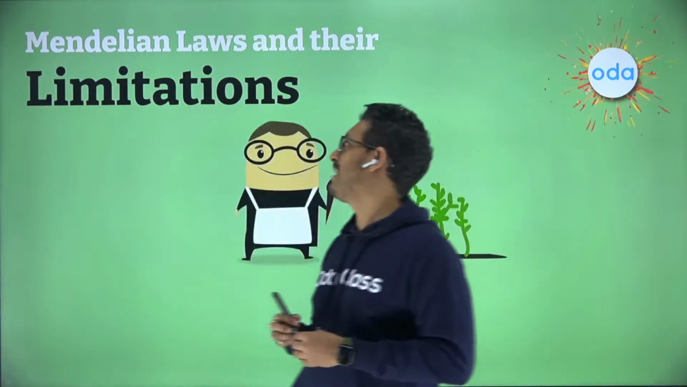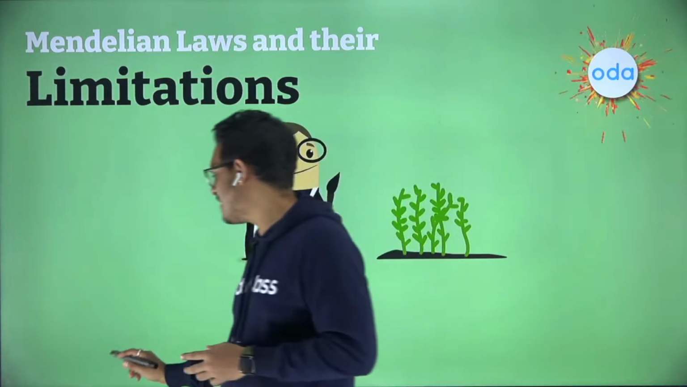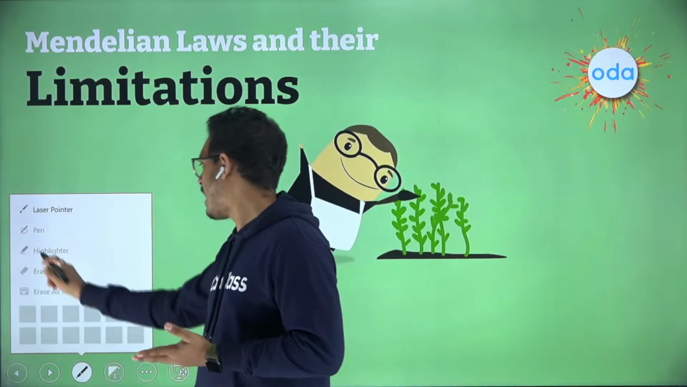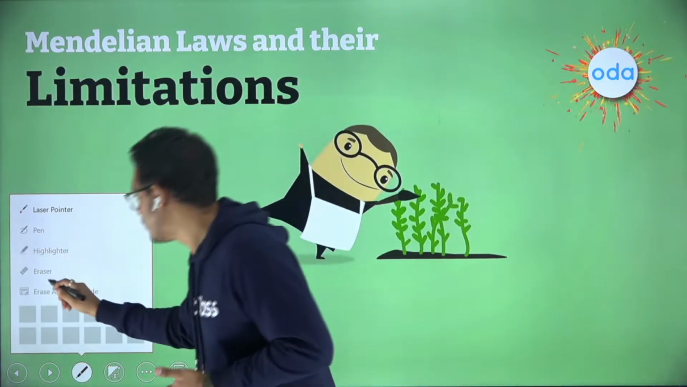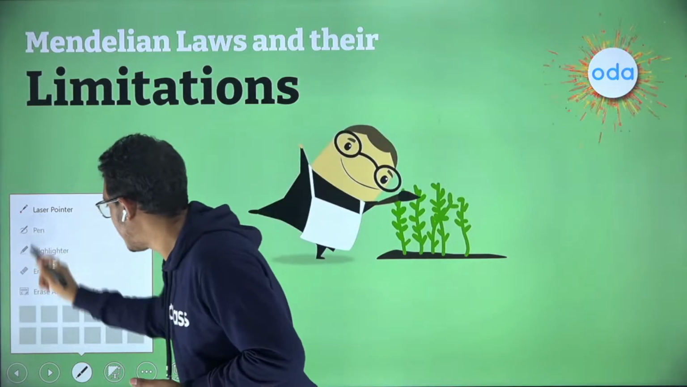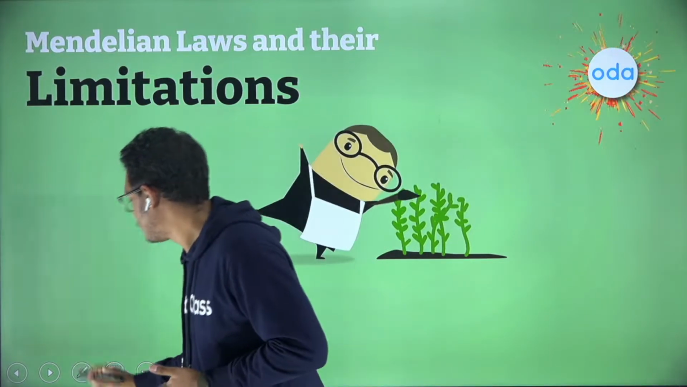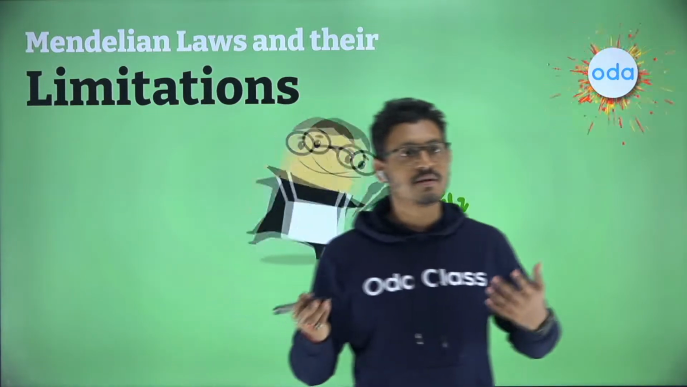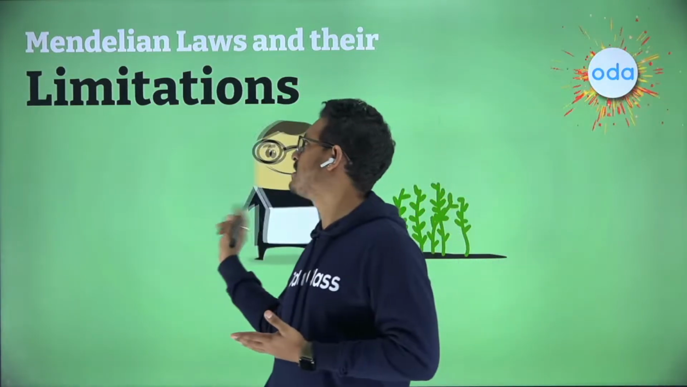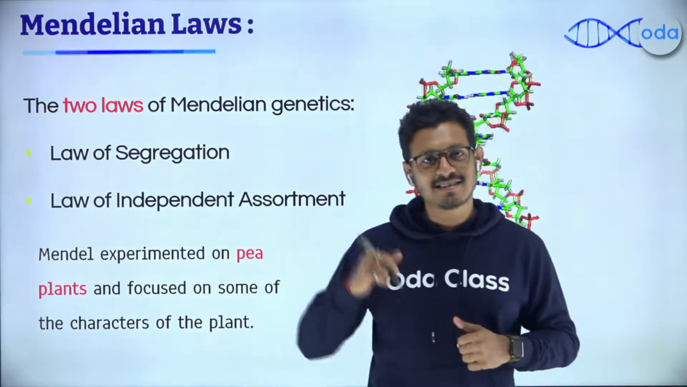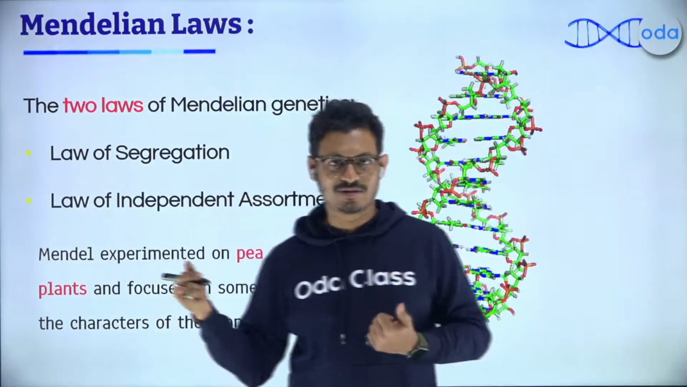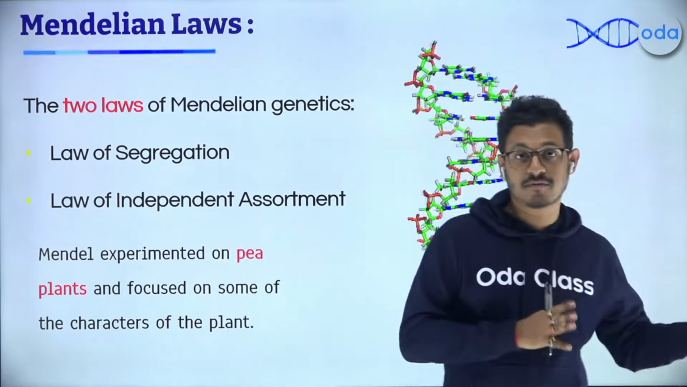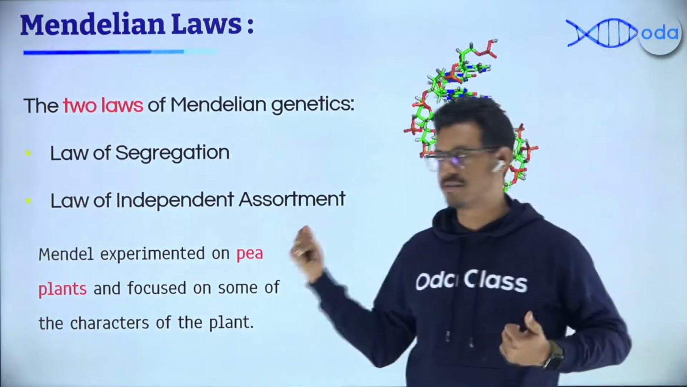And that's the reason why even Mendelian laws of inheritance, even though they were revolutionary in terms of understanding how our entire thing works here, we still had to find out a way to understand why some of the phenomena that we actually encounter don't get explained by these laws. Now, before you go to the limitations of the laws, let's understand what the laws are first of all.